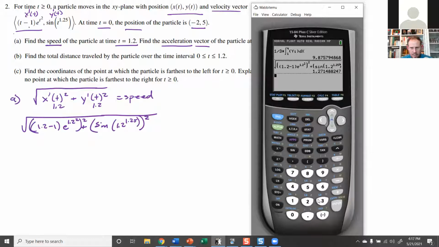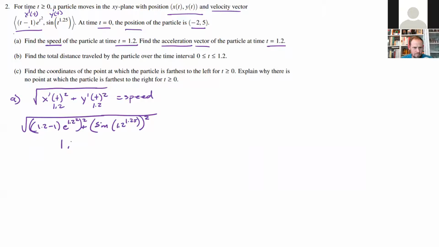Right, let's try. 1.271. Remember, 3 decimal places is what we want. And let's see, did it tell us what the units were? No, it didn't tell us what the units are anywhere, did it? Like is it feet, inches, centimeters, whatever. But there's our speed.